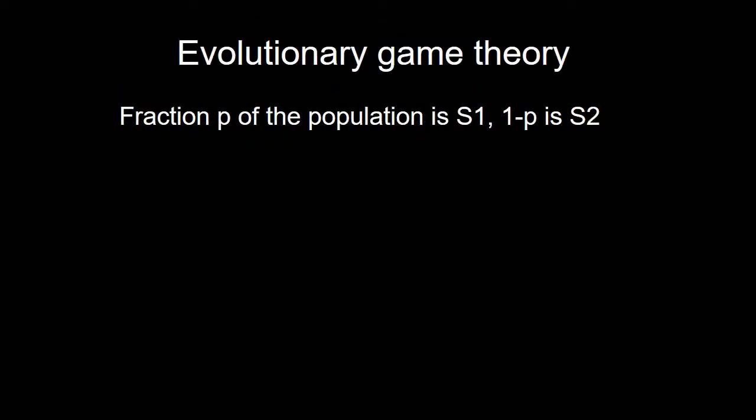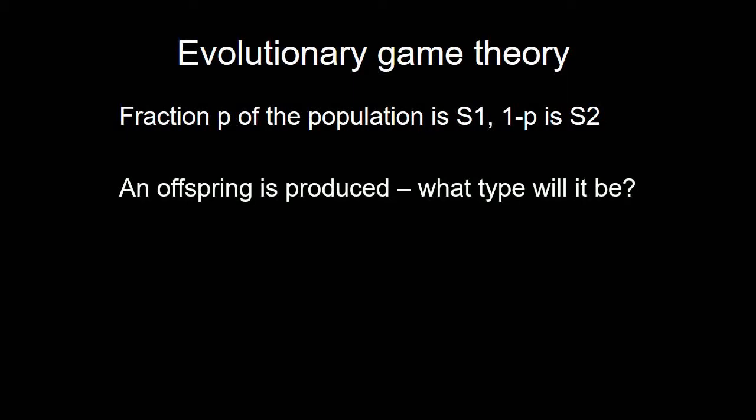Imagine a population where fraction p is using strategy 1 and the remaining 1 minus p is using strategy 2. The question is, when an offspring is produced, how are these frequencies going to change? Is the offspring going to be of type strategy 1, in which case p increases because strategy 1 becomes relatively more common, or an offspring of strategy 2, in which case p decreases because the frequency of strategy 2 increases?